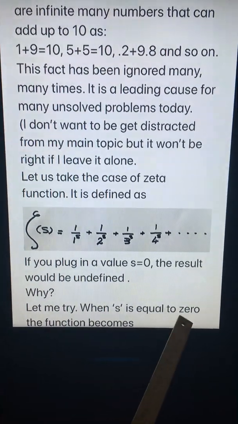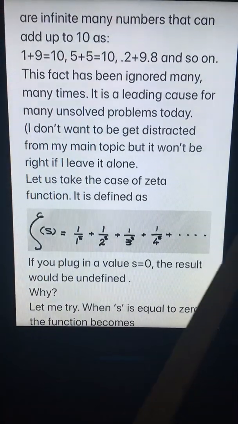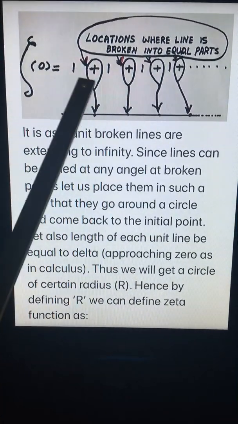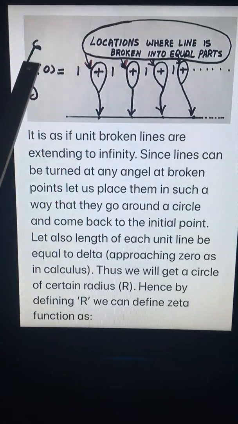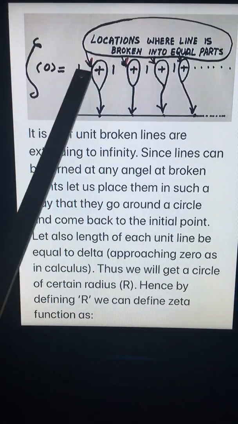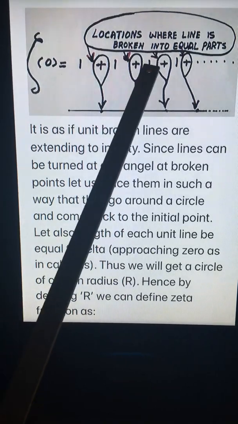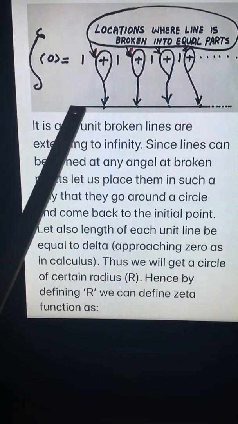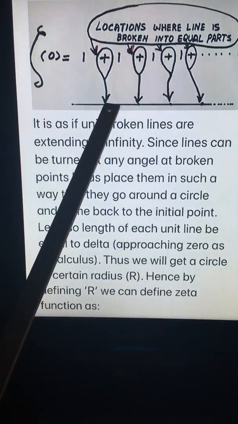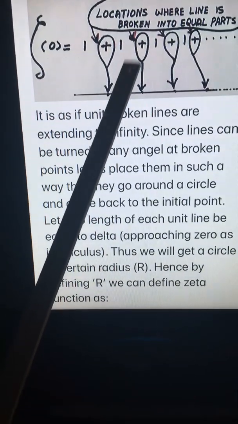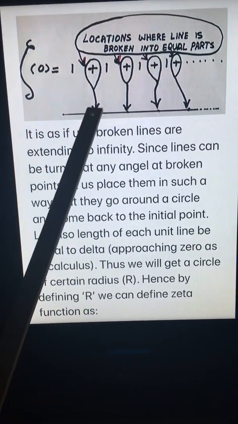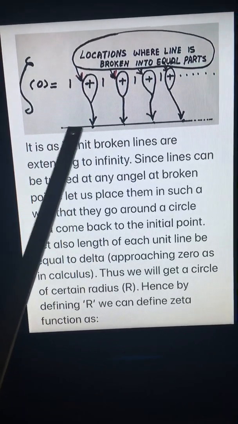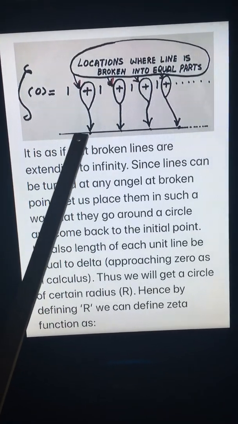When s is equal to 0, the function becomes like this. So when s is equal to 0, the zeta function is 1 plus 1 plus 1 plus 1 and so on up to infinity, and this one is the length of this part which is broken here, and this one belongs to this part, and this plus sign belongs to this broken point. So these are equal lines. This one belongs to this one.